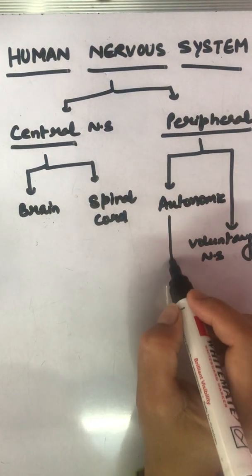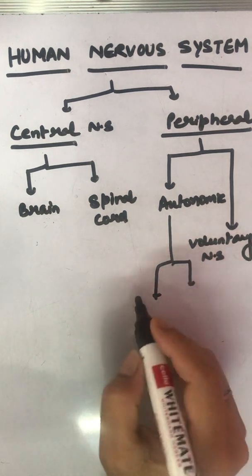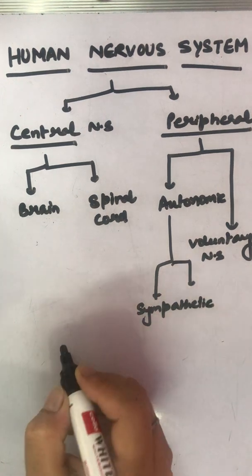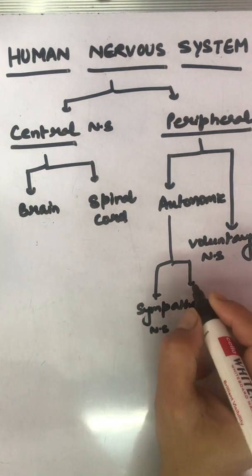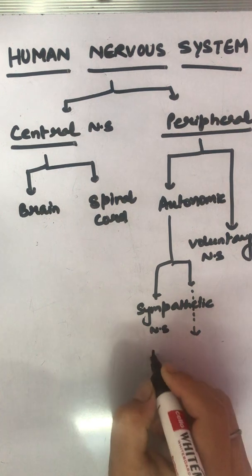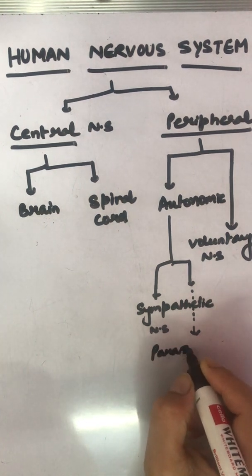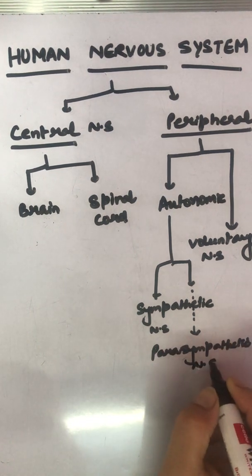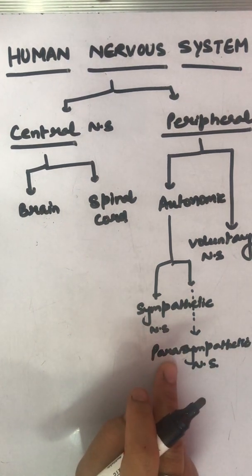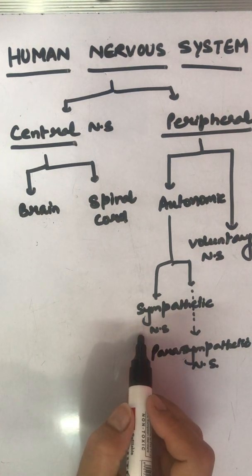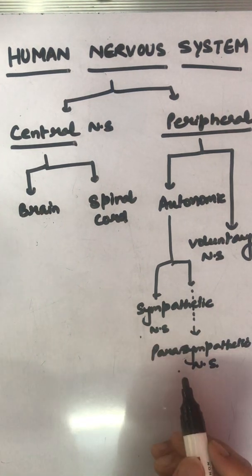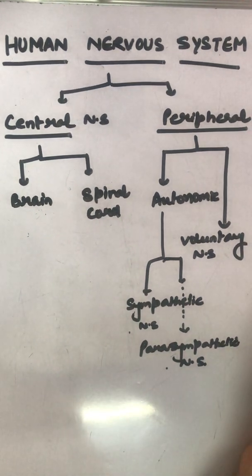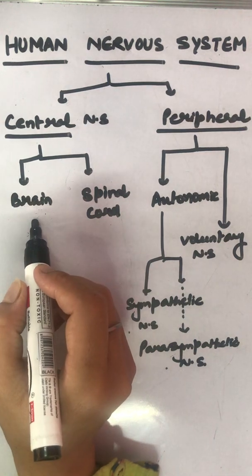This autonomic is further divided into the sympathetic nervous system as well as the parasympathetic nervous system. These two are antagonistic to each other, meaning if one is stimulatory in action, the other one is inhibitory in action. So these two take up the work or the responsibility accordingly, right? Moving to the central nervous system in detail.